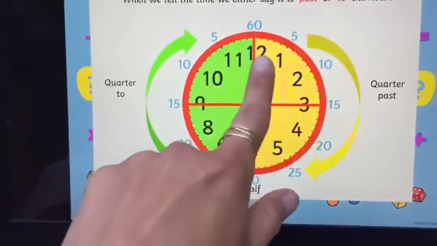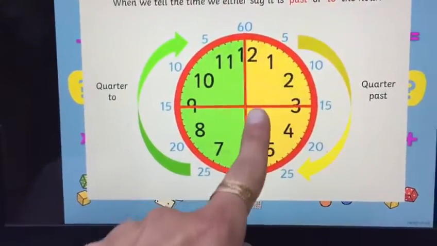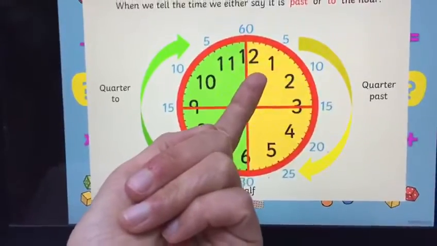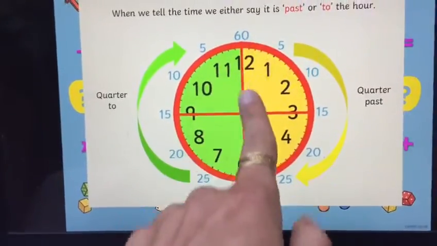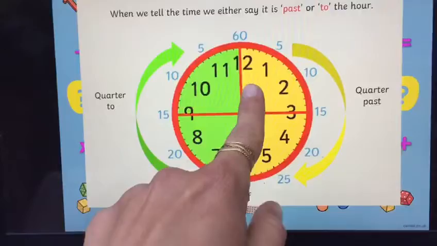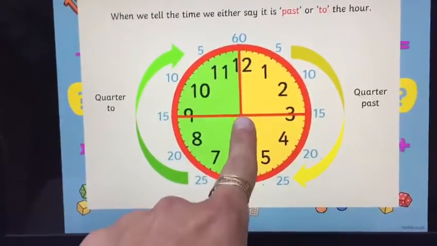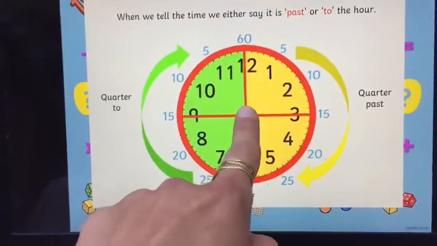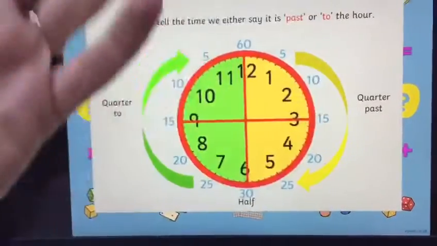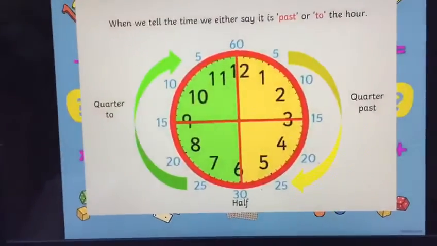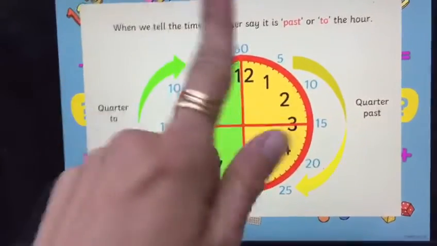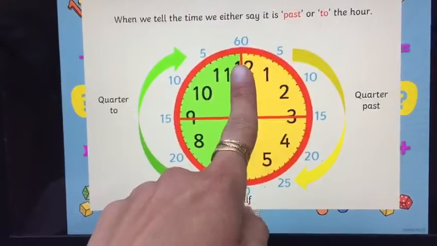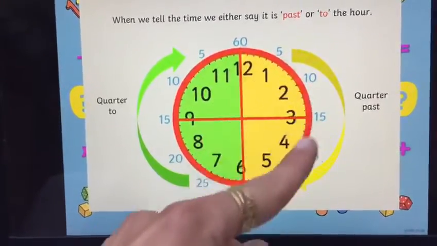The hours are pointed to by the short hand on the clock. So if our short hand is pointed to the 1, then it's 1 o'clock. Long hand pointed to the 12, short hand pointed to the 1, 1 o'clock. Long hand pointed to the 12, short hand pointed to the 2, 2 o'clock. Long hand pointed to the 12, short hand pointed to the 3, 3 o'clock, and so on and so on and so on.